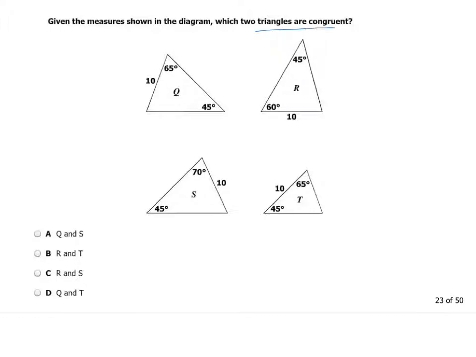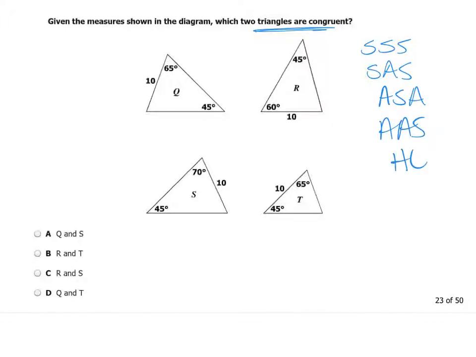Read the directions. It says which are congruent. In order for triangles to be congruent, we have 5 postulates that we have to make sure that we know. Side, side, side; side, angle, side; angle, side, angle; angle, angle, side; and hypotenuse leg. Let's go ahead and fill in all the missing angles. So once I filled in my information and I'm checking out the angles in Q, S, and T are the same, but R is 45, 60, and 75. So I'm going to go ahead and eliminate R.